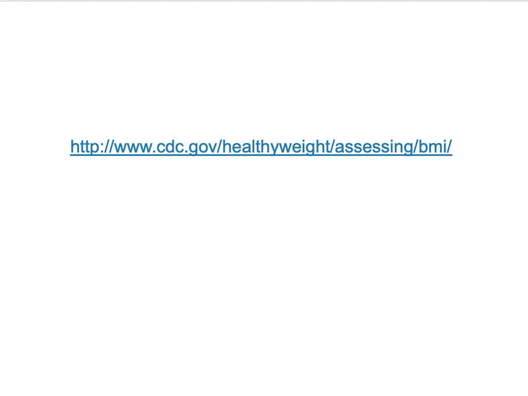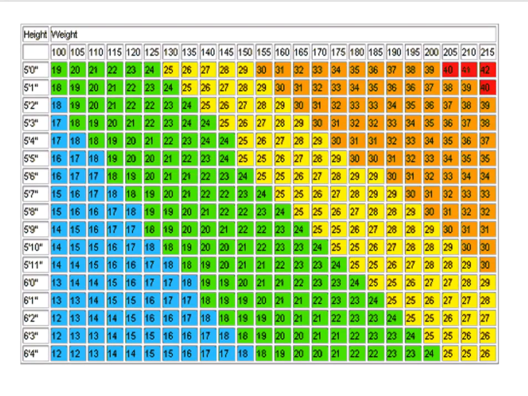Here's another resource for you from the CDC, looking up healthy weights. It gives you some charts and that sort of thing. And then this is a BMI chart. If you've not used the chart before, a lot of times in the EMRs this just automatically does it for you. You don't have to know how to do the calculation.